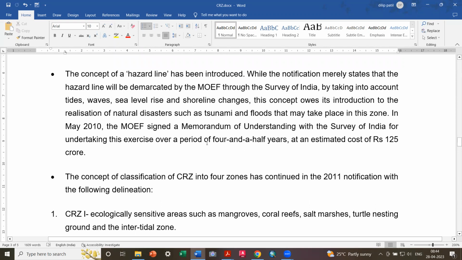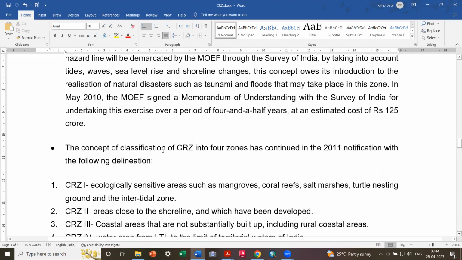The concept of hazard line has been introduced. While the notification merely states that the hazard line will be demarcated by the Ministry of Environment and Forest through the Survey of India by taking into account the tides, waves, sea level rise, and shoreline changes, this concept owes its introduction to the realization of natural disasters such as tsunami and floods that may take place in this zone. In 2010, MOEF signed an MOU with the Survey of India for undertaking this exercise over a period of 4.5 years and estimated a cost of about 125 crores.